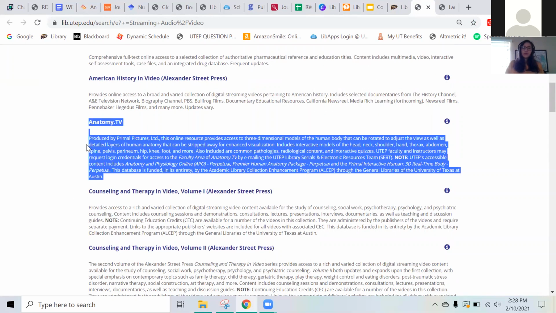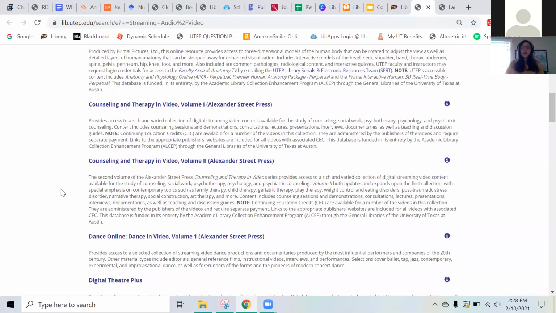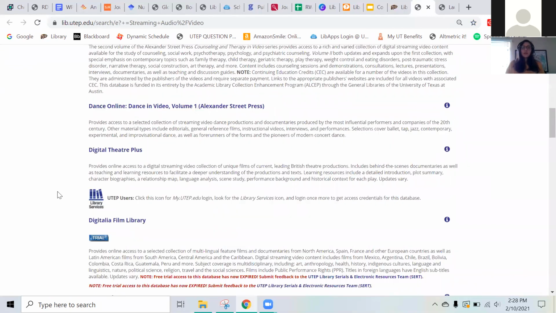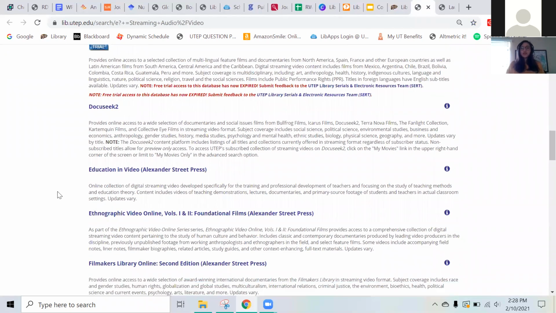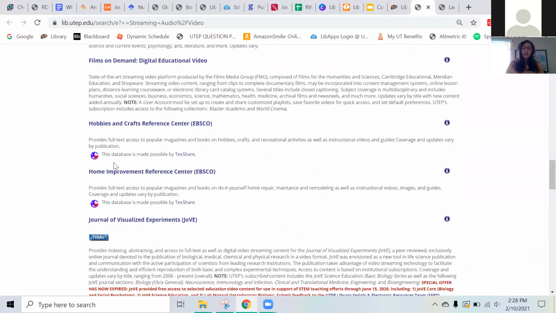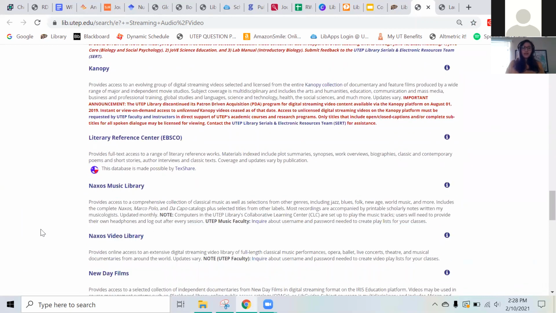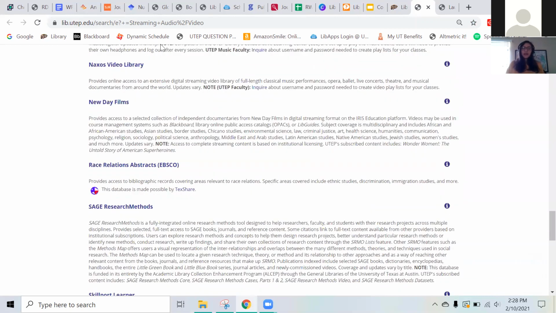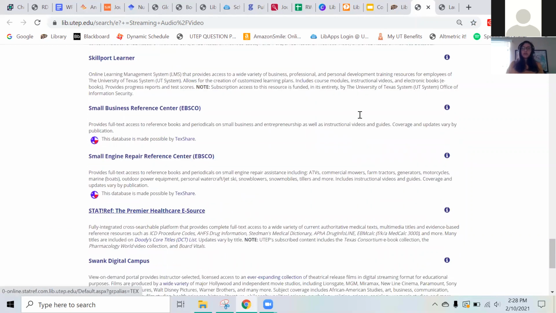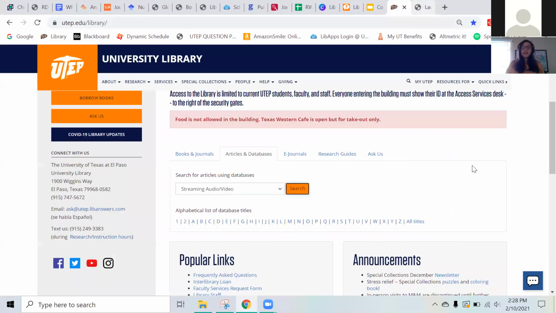Some of them are a tool for a specific purpose. Some of them have discipline specific content. And then some of them are more general. I think the more popular general ones are Films on Demand, Canopy with a K. And then there are several. We have a growing number of streaming resources. So that's how you can find your way to those.